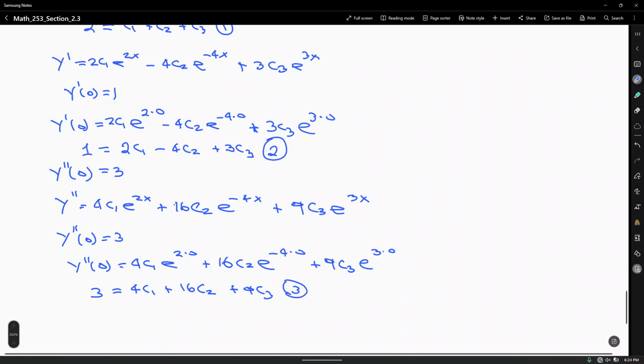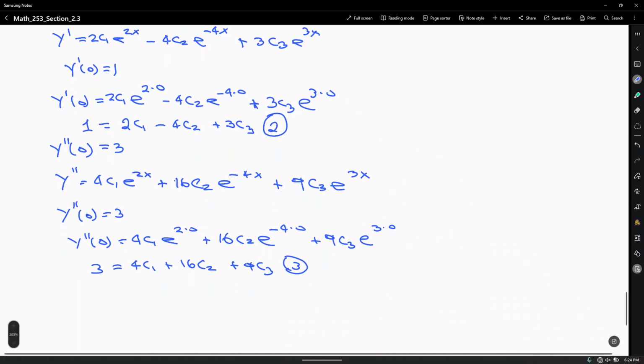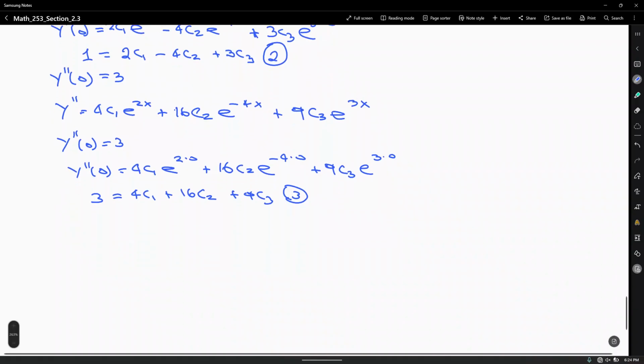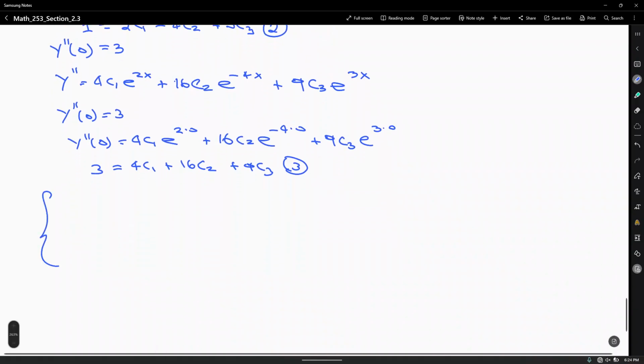Okay? So we have a system of 3 equations and 3 unknowns. How are we going to go about this problem? Let's write the system of equations first. C1 plus C2 plus C3 equals 2. 2C1 minus 4C2 plus 3C3 equals 1. And finally, 4C1 plus 16 C2 plus 9 C3 equals 3.